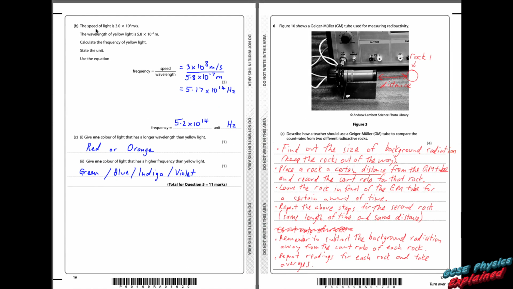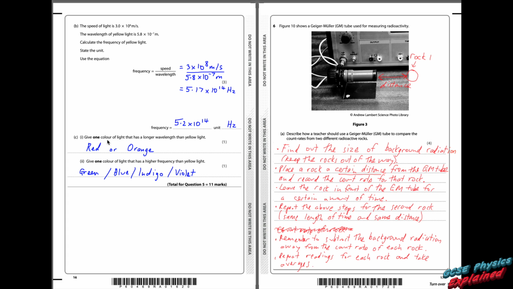Part B. The speed of light is that. The wavelength of yellow light is that. Calculate the frequency of yellow light and state the unit. Use the equation. So just put the speed in and divide it by the wavelength, and out pops your answer. And if it's frequency, it's measured in hertz. So the answer, I've just rounded it up to 5.2 times 10 to the 14, but I have put the longer answer there if it was required.